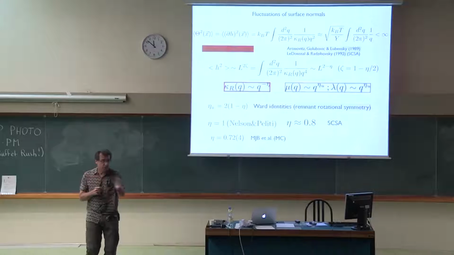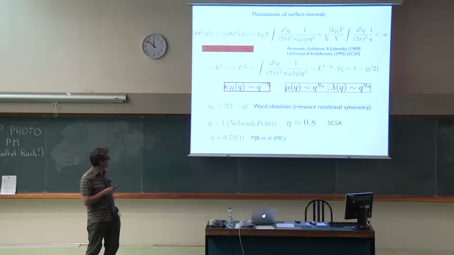But with a running kappa, and it's a strong one, 1 over q, any running that makes kappa stronger at low q, large distances, will render this finite. So that's the order from disorder. And this was studied in detail by Ironovitz, Skulovich, and Rubensky, Ugelsal and Ratsikovsky, '92, the self-consistent screening approximation calculation of all this stuff, and verified this kind of behavior.